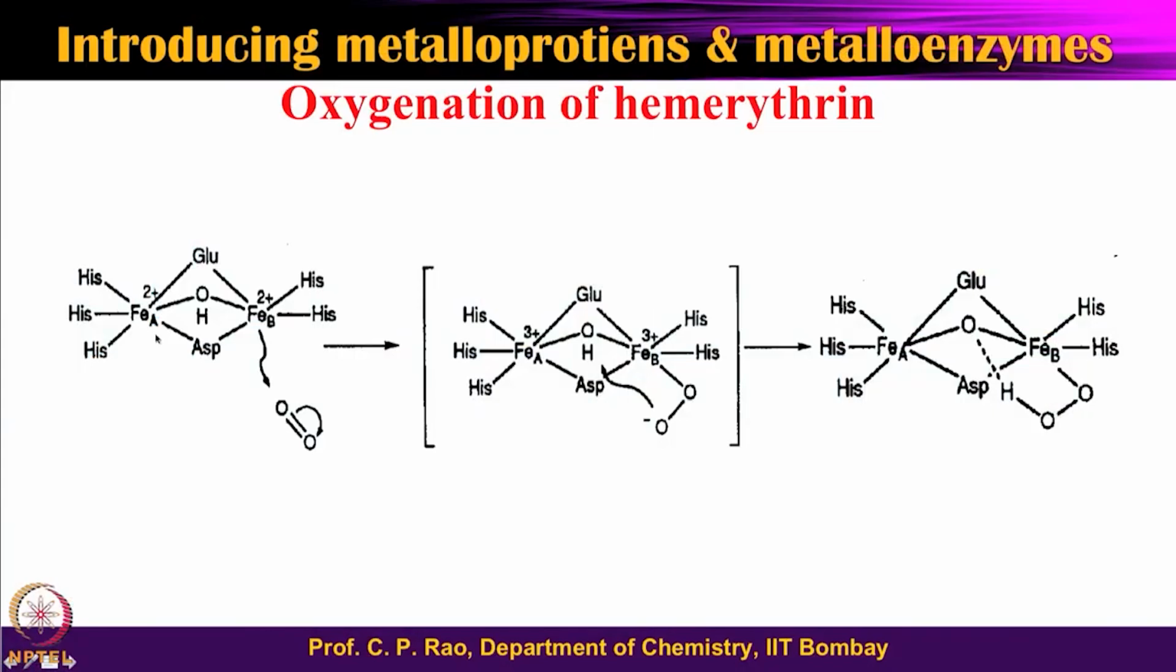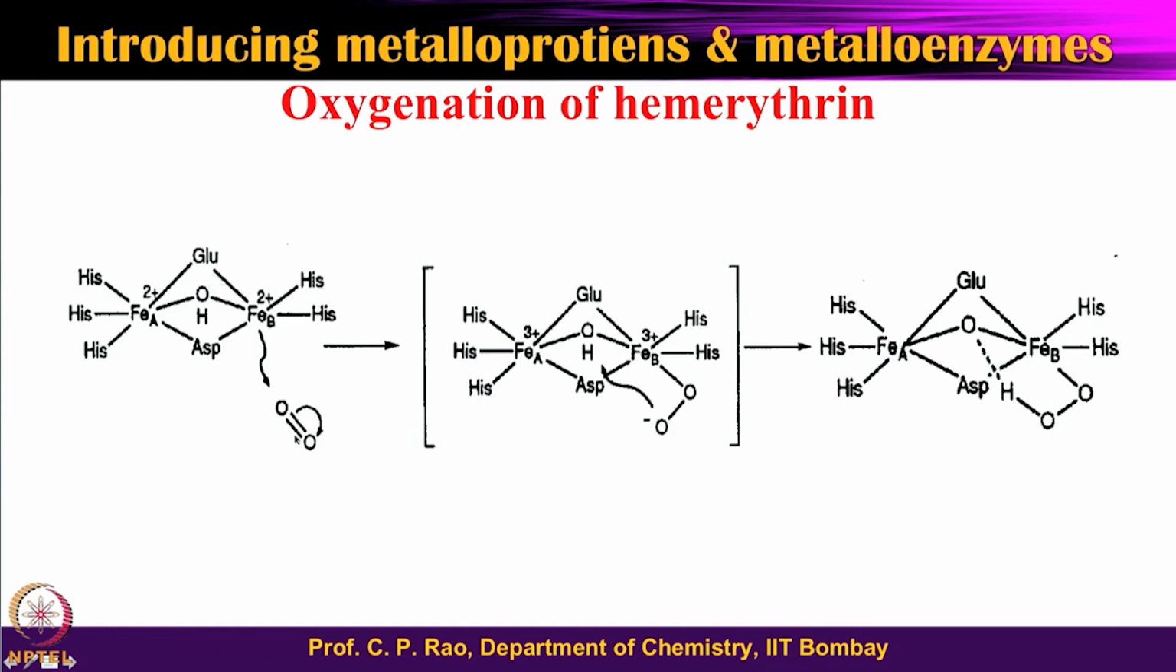Okay. So, let us look at the process in a simplistic manner, because this is a very tough protein, a huge protein, and studying all the phenomena is not that easy. So, we just take a comparative kind of approach here. Now, you see that the ion A has 3 histidines, ion B has 2 histidines, and in the deoxy form both are 2 plus, and the bridging is OH. One carboxyl bridging is from aspartic acid, and the other carboxyl bridging is from glutamic acid.